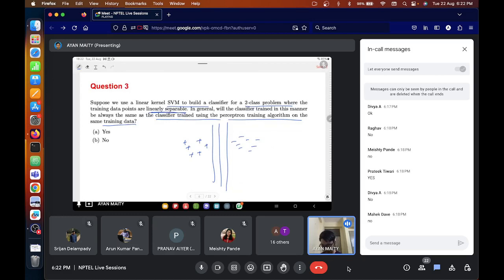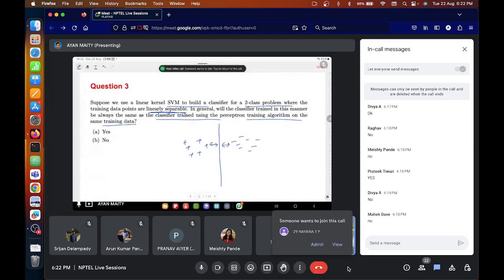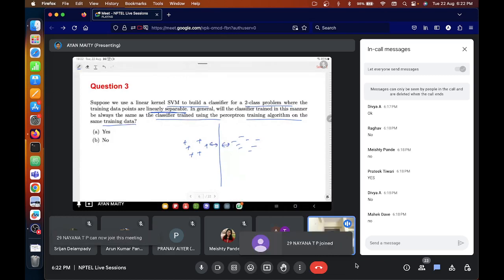In the question it is given that points are linearly separable, so any of these straight lines can be learned by perceptron. But in case of SVM, it will learn the straight line which maximizes the margin, so that the closest positive point is equally distant to the straight line as the closest negative point, so that the margin is maximized. So because of that, the decision boundary learned by SVM and the perceptron might be different.